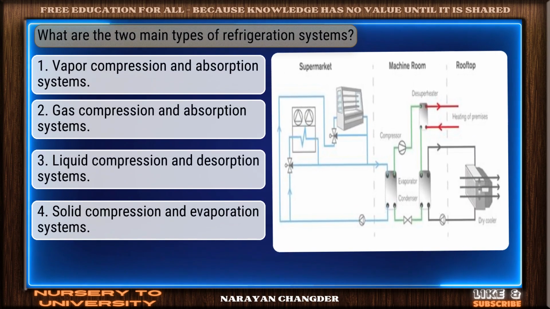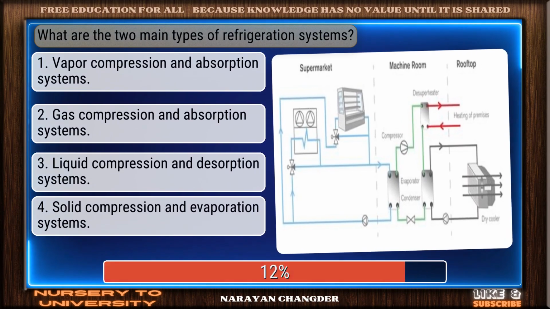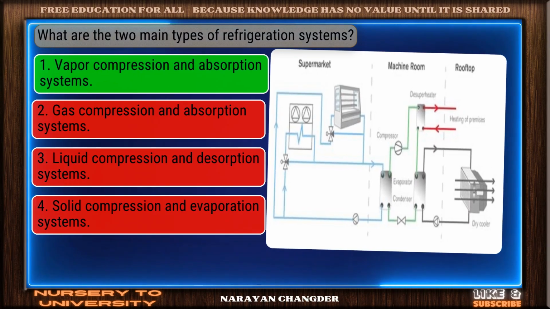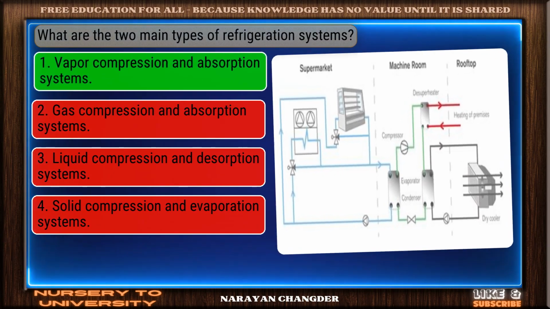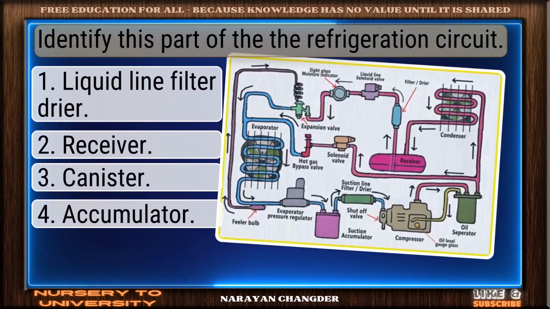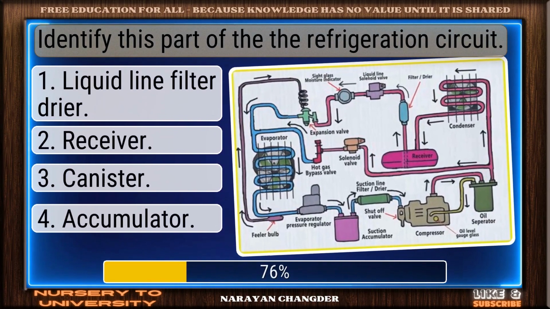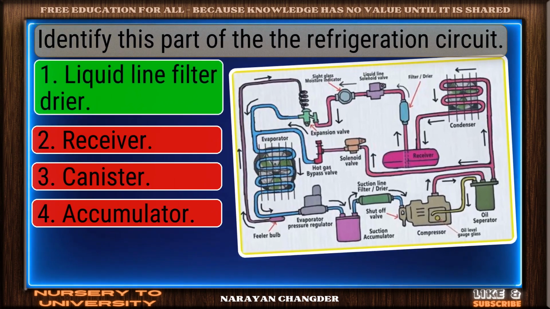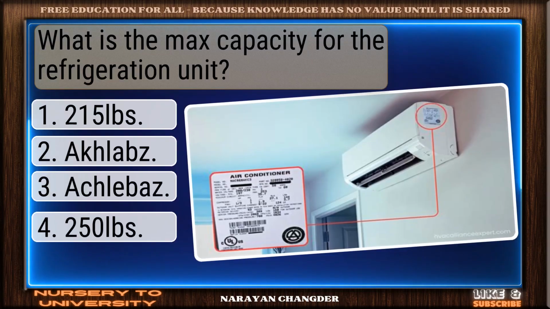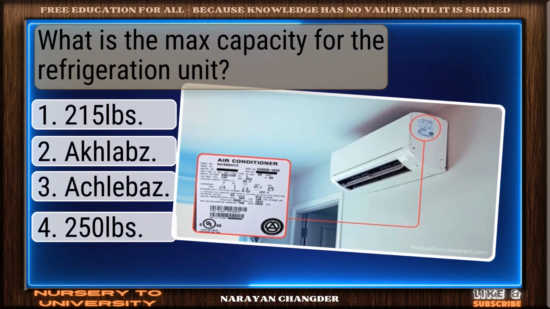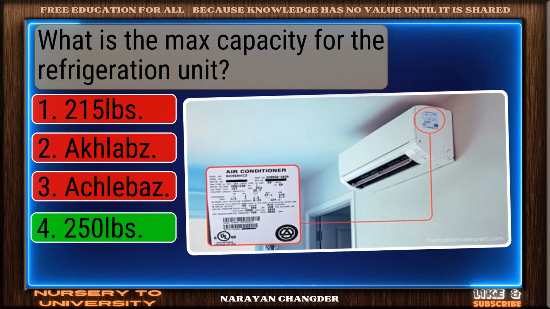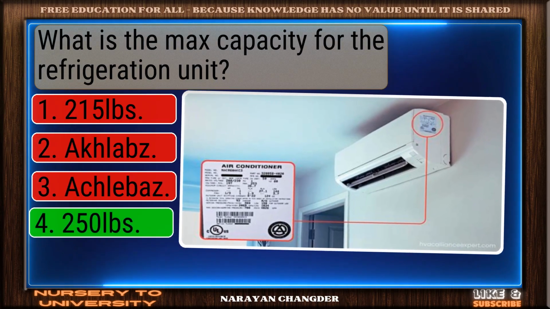What are the 2 main types of refrigeration systems? Perfect. Vapor compression and absorption systems is the correct choice. Identify this part of the refrigeration circuit. Great job. Liquid line filter dryer is the accurate answer. What is the max capacity for the refrigeration unit? Excellent choice. 2 tons is the right answer.